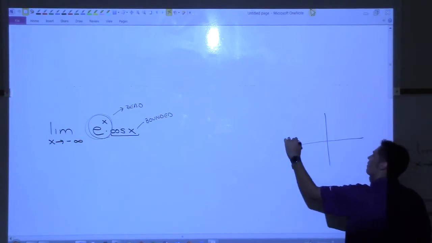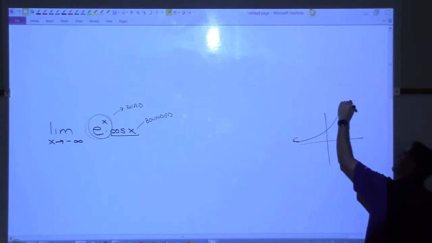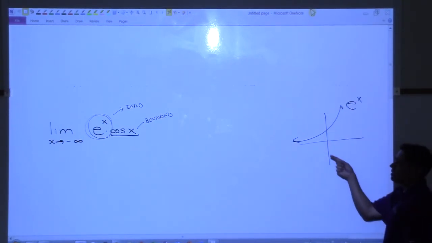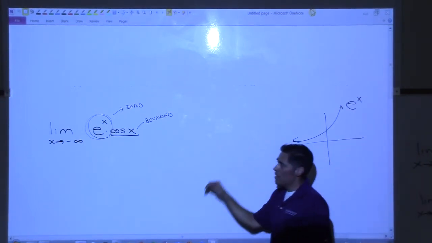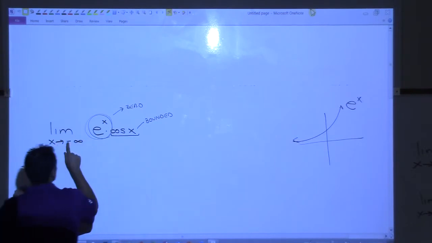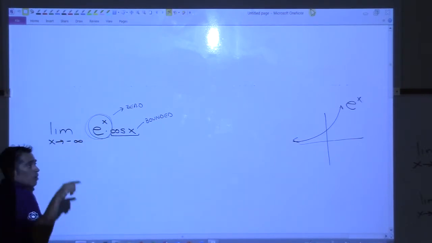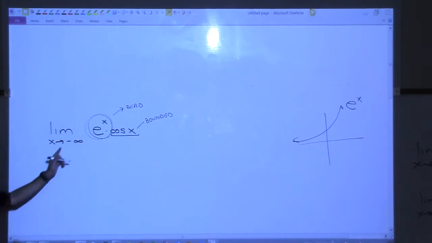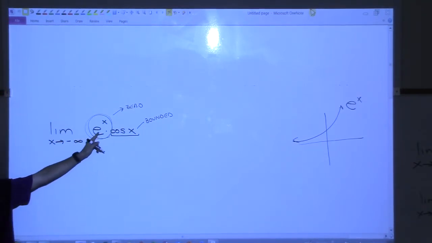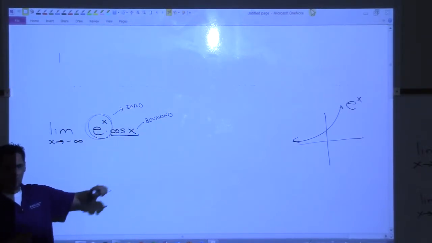Just look at the graph. Here's e to the x. But see, we're headed to negative infinity this time. So we have that horizontal asymptote. If this was headed to positive infinity, then we would be going that way and going up, and that would be going to infinity. Okay, so that little subtle change made a big difference on this one, right? Really wouldn't have made a difference here. Cosine's going to oscillate no matter which way you go.